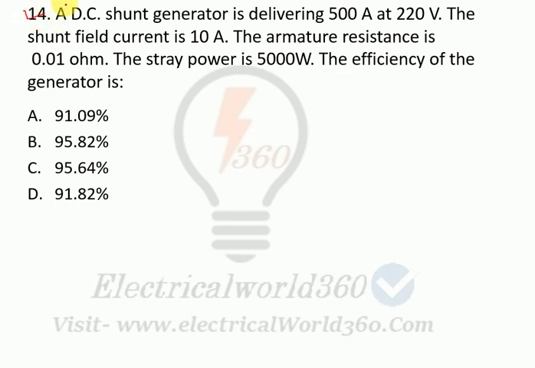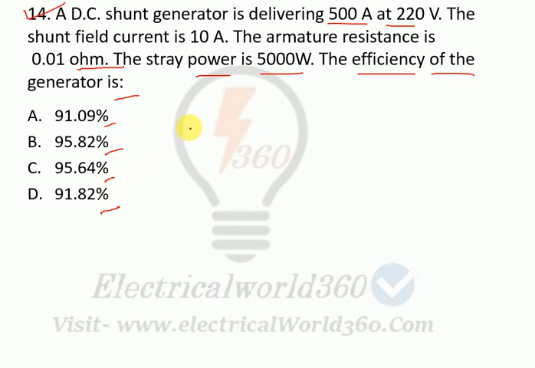And this is question number 14. A DC shunt generator is delivering 500 ampere at 220 volts. The shunt field current is 10 ampere, the armature resistance is 0.1 ohm, and the stray power is 5000 watt. The efficiency of the generator is 91.09%, 95.82%, 95.64%, or 91.82%.